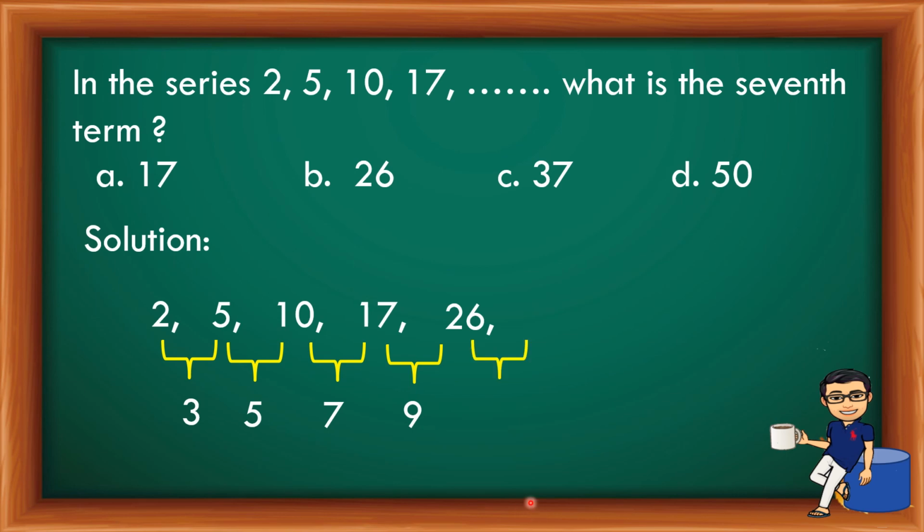How about the next one? So again, 3, 5 plus 2, 7 plus 2, 9 plus 2 is 11. So 26 plus 11, that's 37. So we have 1, 2, 3, 4, 5, 6 terms. But we need to look for the 7th term. So for another one, the next difference is added by 2, which is 13. So 37 plus 13 is 50. Therefore, the 7th term is 50, which is letter D.